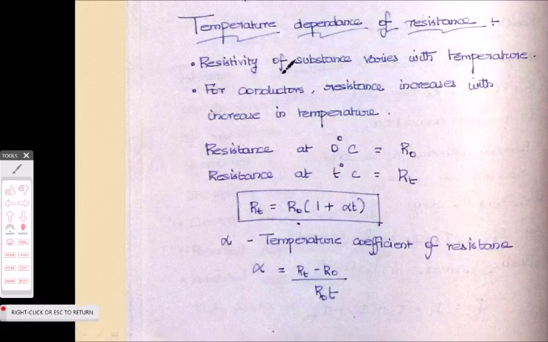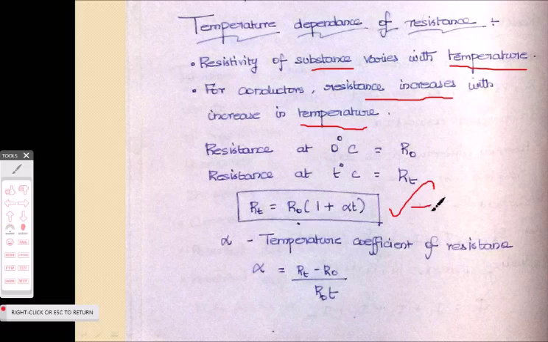Resistivity of the substance varies with temperature. When temperature varies, resistivity varies. For conductors, resistance increases with increasing temperature. As temperature increases, resistance increases. For conductors, resistance at 0 degrees is R0 and at T degrees Celsius is RT, so RT is equal to R0 into (1 plus alpha T).